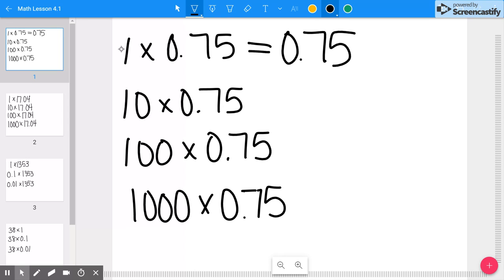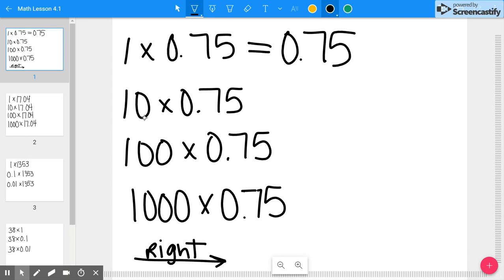I'm seeing that my factors over here are powers of 10 and they're whole numbers. So if I see a 10, 100, or 1,000, I know I need to be moving my decimal point in this second number, or I guess if it was in the first number, to the right. I need to be moving my decimal point to the right. So let's see how we're going to do that.